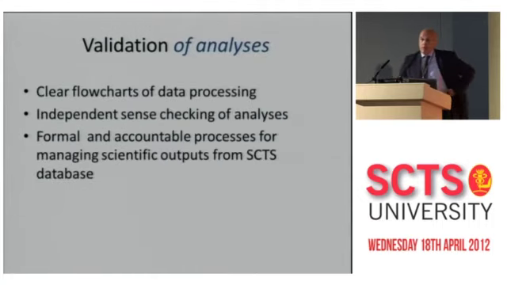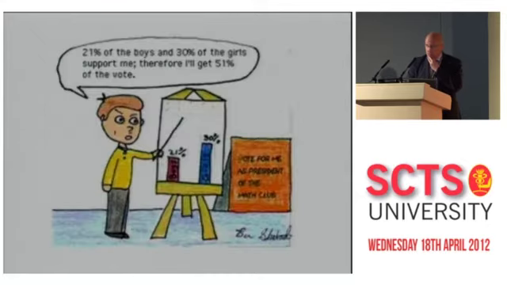And then in terms of doing these validations, and this I guess is learning from the off-pump thing, is that now, when we're doing anything like this, we need to have very clear flow charts of data processing issues, independent sense checking of any analyses, and we're working through a formal accountable process for managing the scientific outputs to come from the database. So that's, I think, what I have to say about databases. There are obviously a whole bunch of statistical type issues and different strengths of registry data versus randomized trials, which I think Professor Wechsler will come on to in a moment.